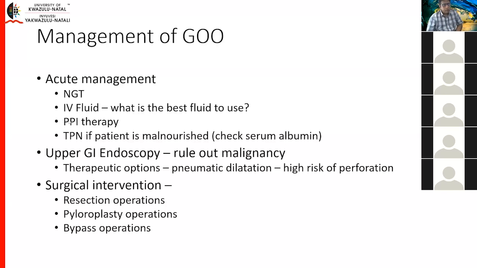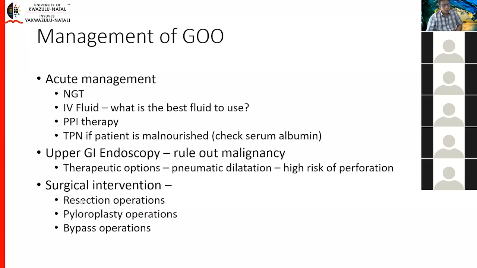But you're going to give PPI therapy because very frequently, the reason for the gastric outlet obstruction is a benign ulcer. Right? If it's malignant, it's a whole other problem, and there's not much you can do, but you can at least correct all of these. If the patient is malnourished, you may consider giving TPN. And as soon as you can, you need to lavage the stomach because there's all those gastric contents that's going to obscure your endoscope. But as soon as you can, maybe within the first 7 to 10 days after admission, once you've corrected all the electrolyte abnormalities, you would want to do an upper GI endoscopy, rule out malignancy. And it also allows you to do certain therapeutic options such as pneumatic dilatation, right, with a balloon, right? But there's a very high risk of perforation.